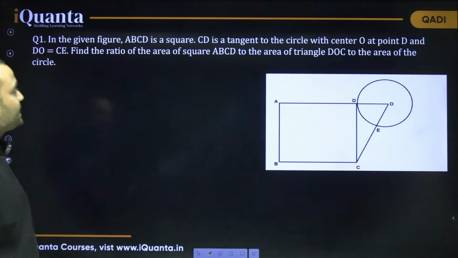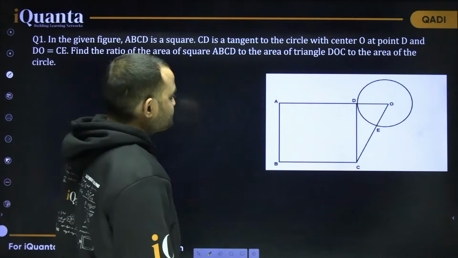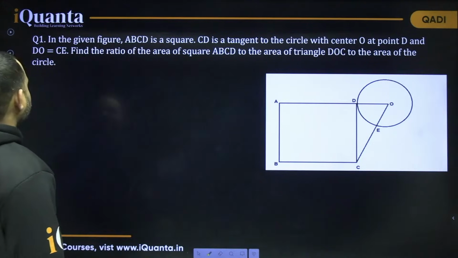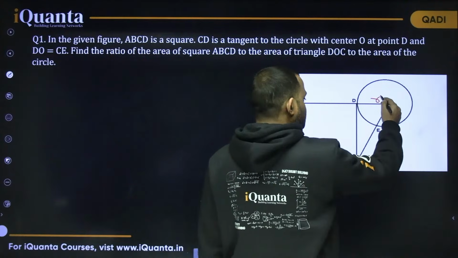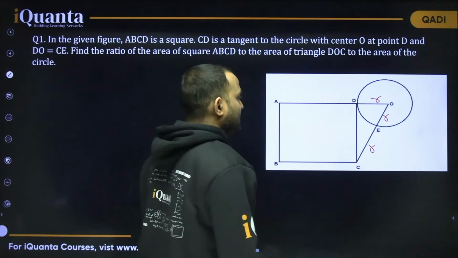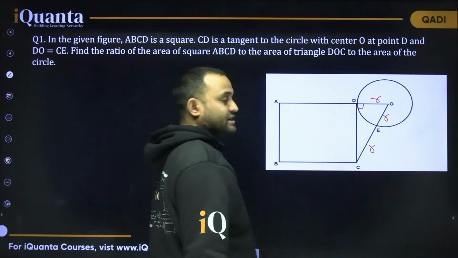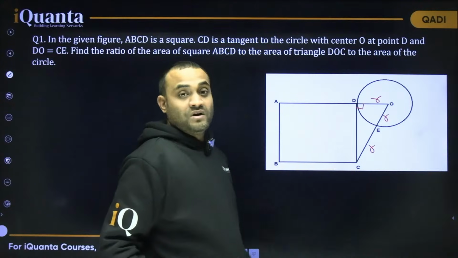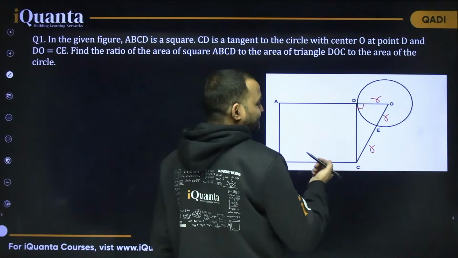So it says in the given figure ABCD is a square. CD is a tangent to the circle that you can see with center O at point D, and DO is equal to CE. DO, which is radius R, CE is also radius R, OE is also radius R, and tangent is perpendicular to the radius. So this will be 90 degree, correct? What we can say about DC? We can say that if this is R, this is 2R, then we can find this angle, right?